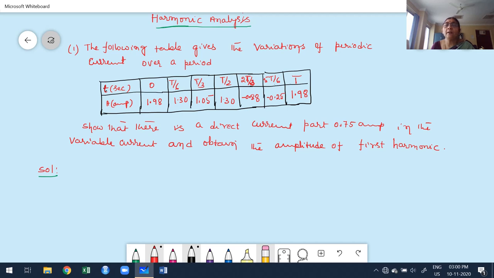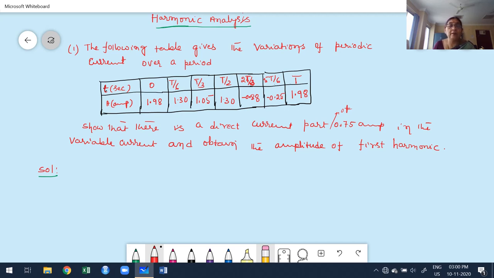Show that there is a direct current part of 0.75. You have to subtract the 0.75 amplitude of the direct current from the variable current and obtain the amplitude of the first harmonic. To obtain the amplitude of the first harmonic, first you have to construct the first harmonic of the Fourier series for the given set of data.